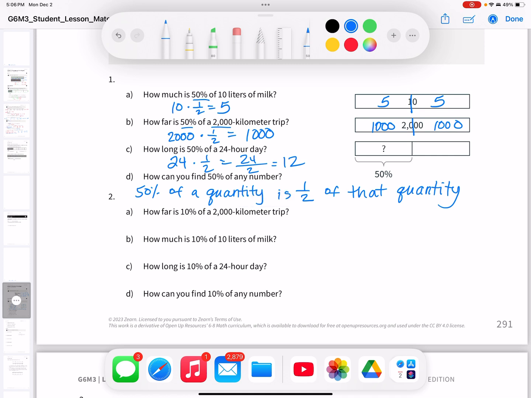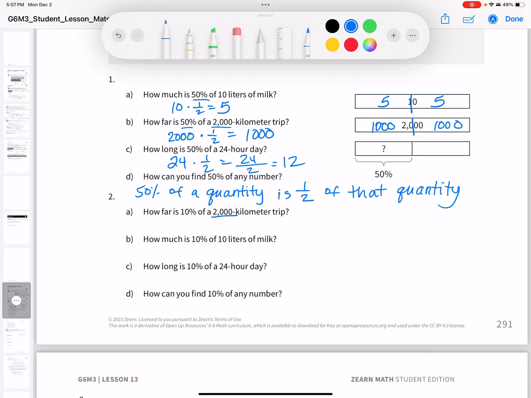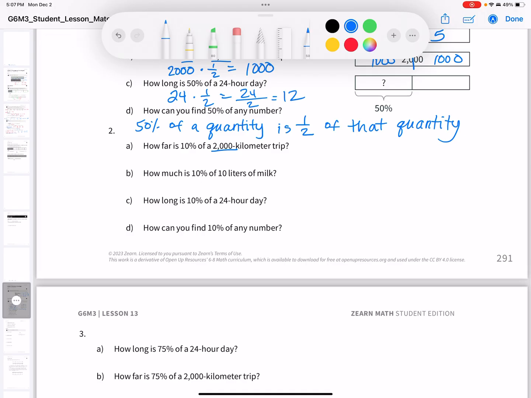So now we have, how far is 10% of a 2,000 kilometer trip? Well, we know that 10% is 1/10. So if we have a 2,000 kilometer trip, we would do 2,000 times 1/10. So that would get us 2,000 over 10, and I can take off a 0 on each end, and that leaves us with 200. So 10% of a 2,000 kilometer trip is 200 kilometers.